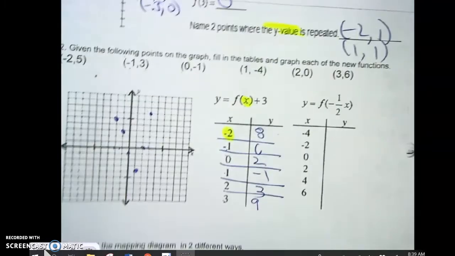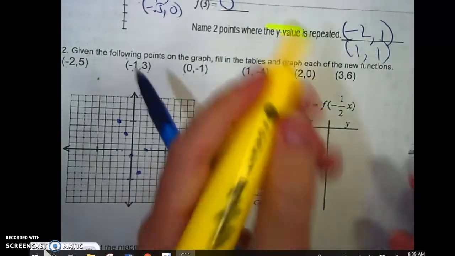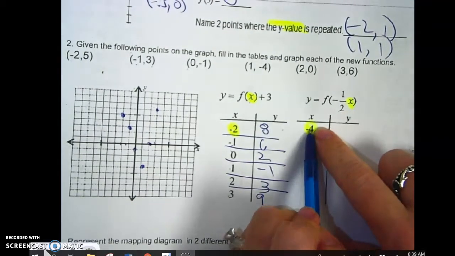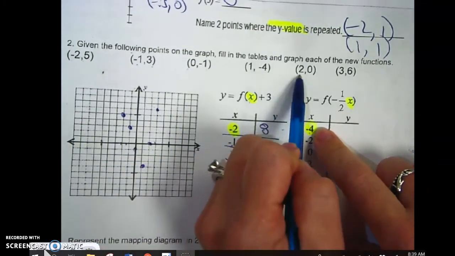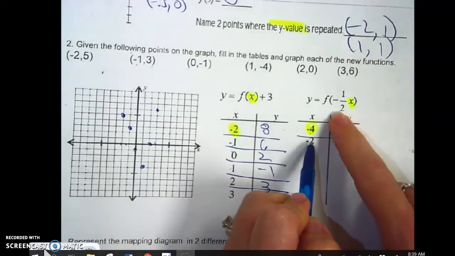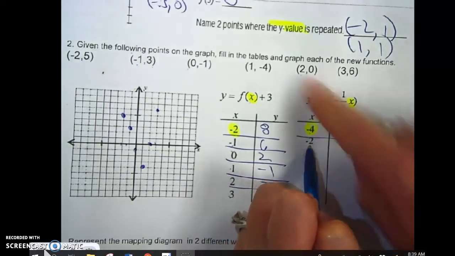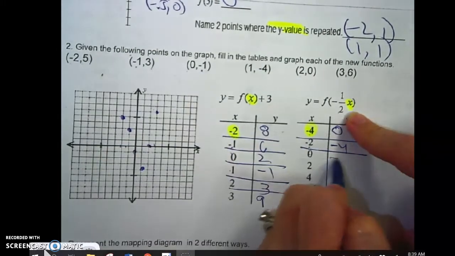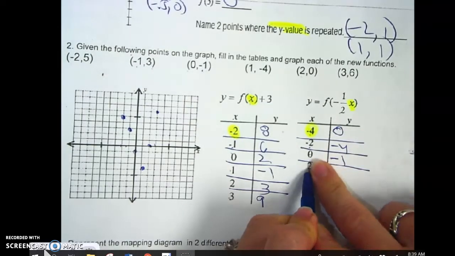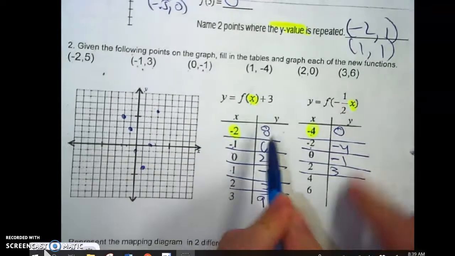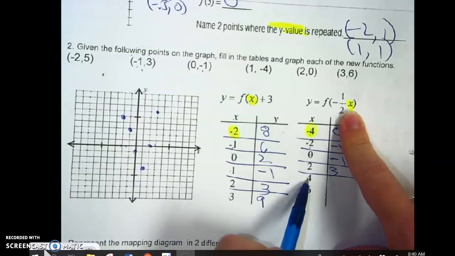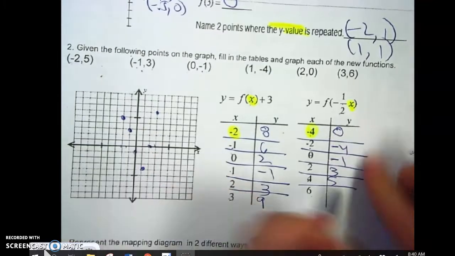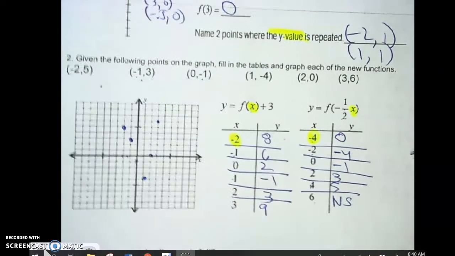Okay? This time, they want you to take this, plug it in. So half of -4 is 2. What's the y value? 0. Half of -2 is 1. Y value is -4. Half of nothing is still nothing, -1. Half of 2 is 1, but it's -1, 3. Half of 4 is 2. -2 is 5. And then half of 6 is -3. There is no -3, so there's no solution for that one. Okay.